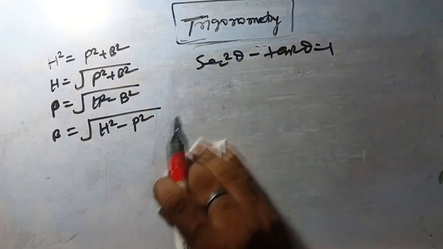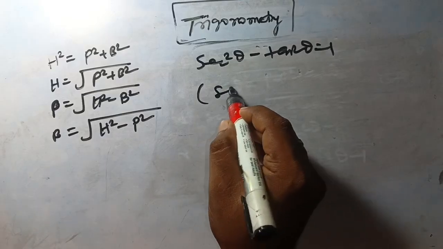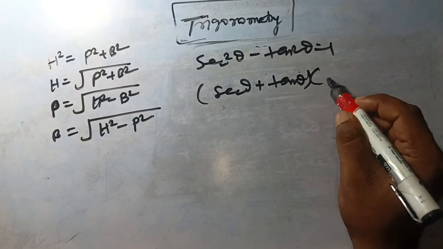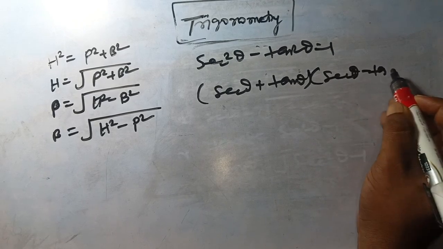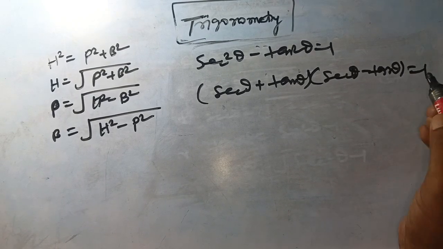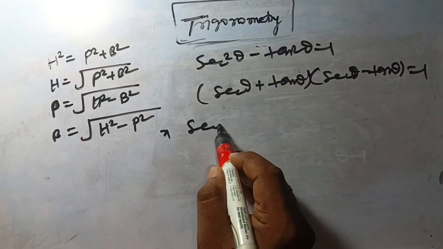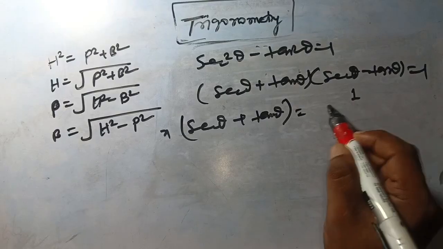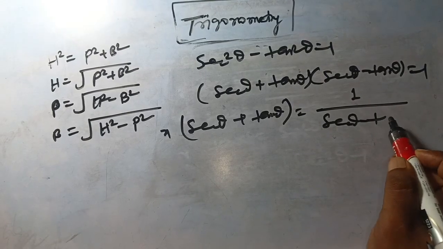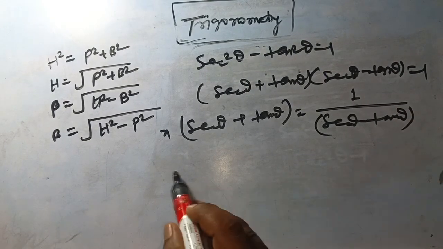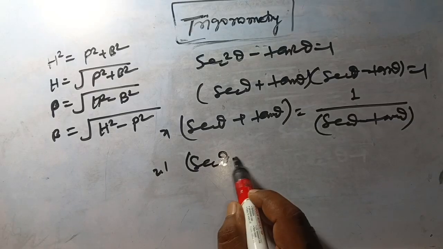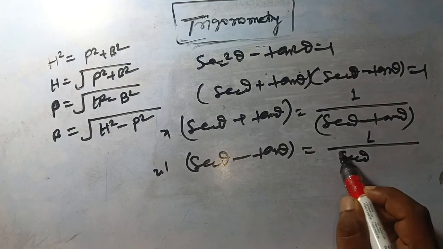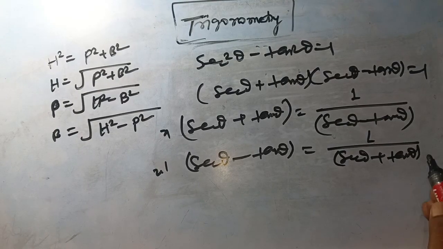And we can also get sec theta plus tan theta into sec theta minus tan theta equal to 1 from the algebraic formula. So we will get sec theta plus tan theta is equal to 1 upon sec theta minus tan theta, and sec theta minus tan theta is equal to 1 upon sec theta plus tan theta.